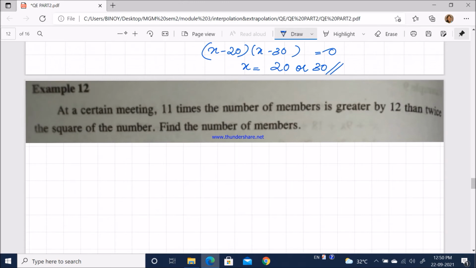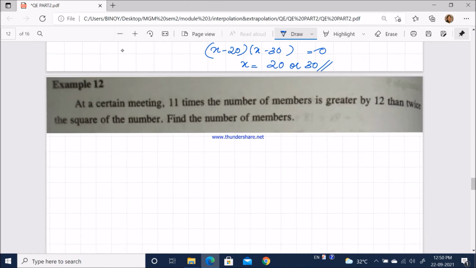Now, this is a very important question. You have to be very careful when you solve this question. At a certain meeting, 11 times the number of members is greater by 12 than twice the square of the number. Find the number of the members.